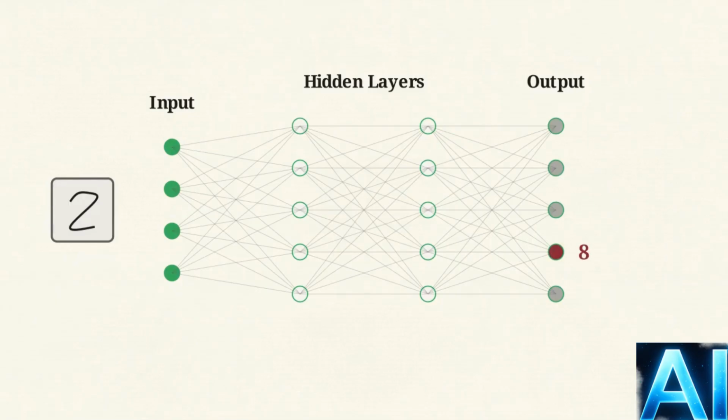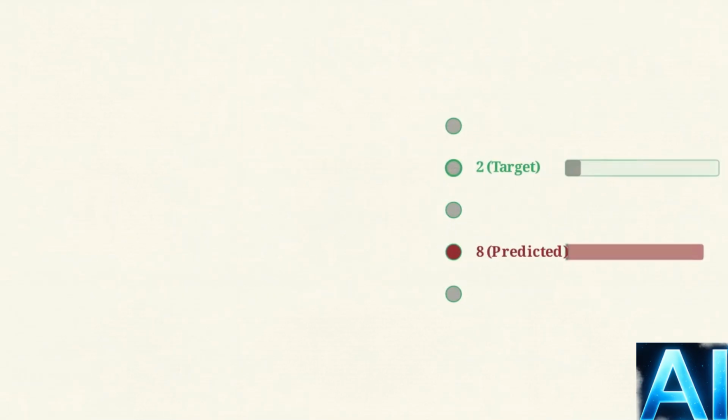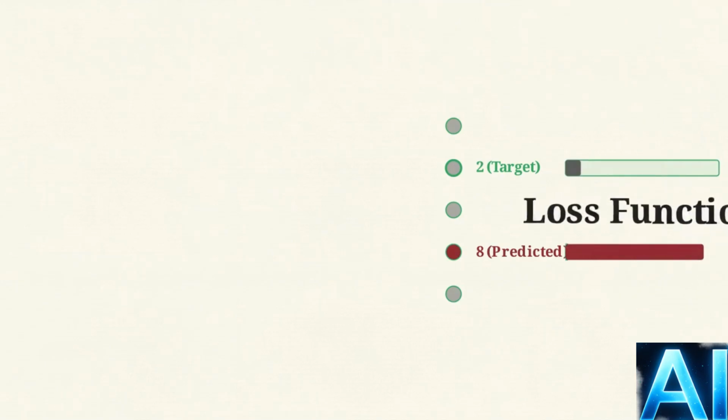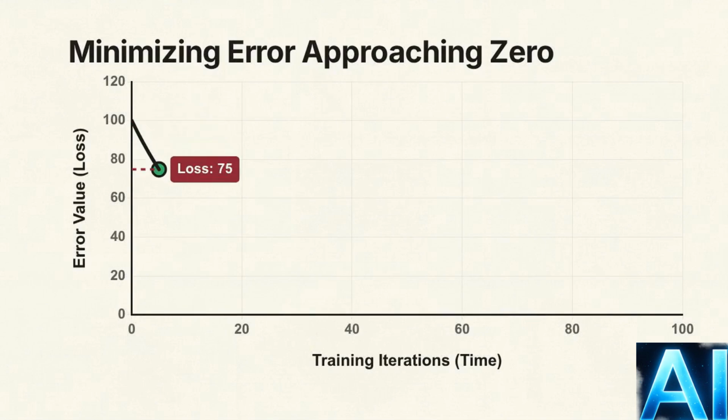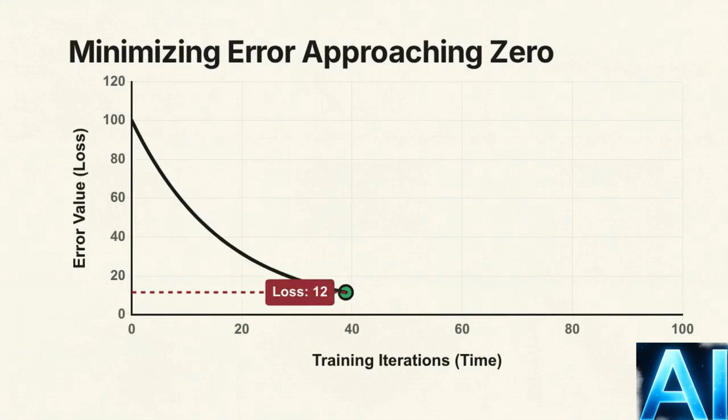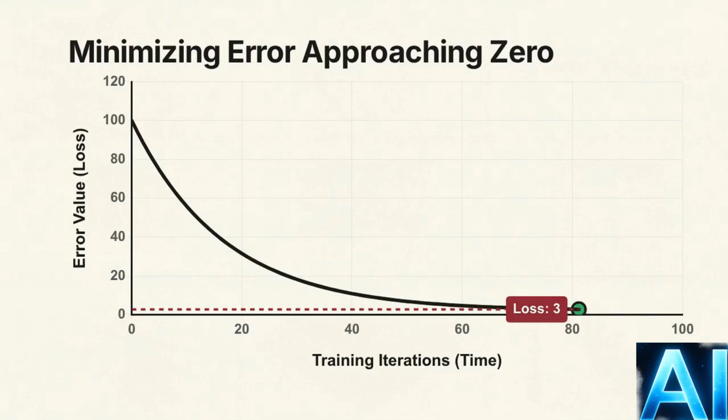Here is where we measure that failure. We calculate the exact mathematical difference between the incorrect output the network gave and the correct output we wanted it to give. This specific measurement is known as the loss function. The primary objective in machine learning is to find the most efficient mathematical path to minimize this exact error, driving it as close to 0 as possible.